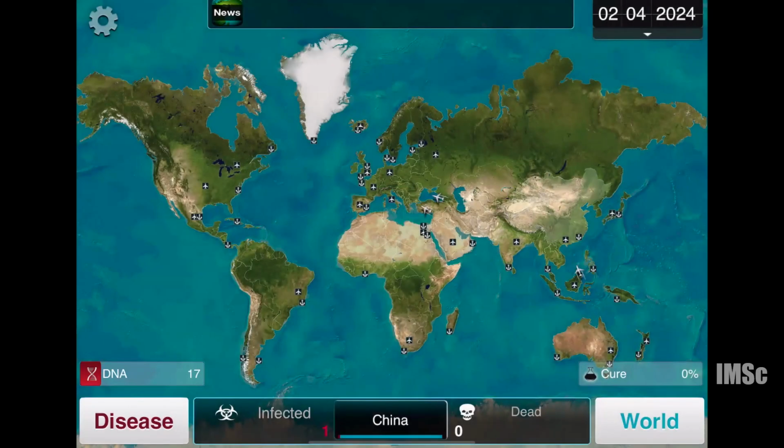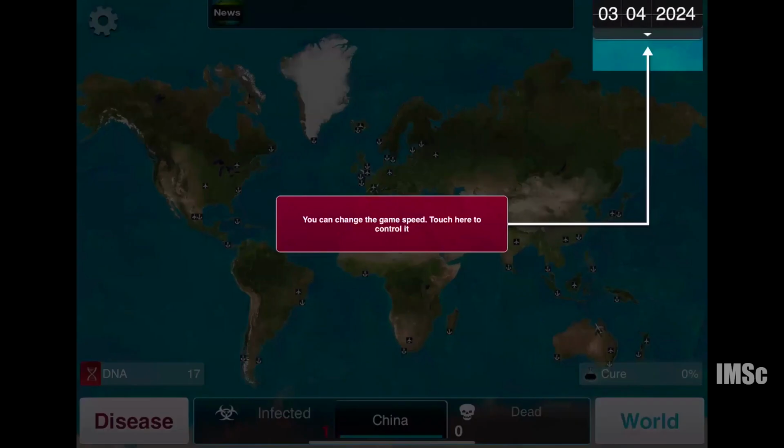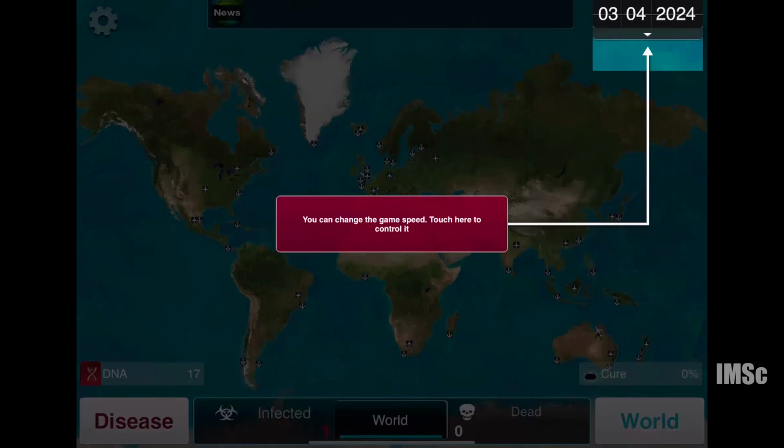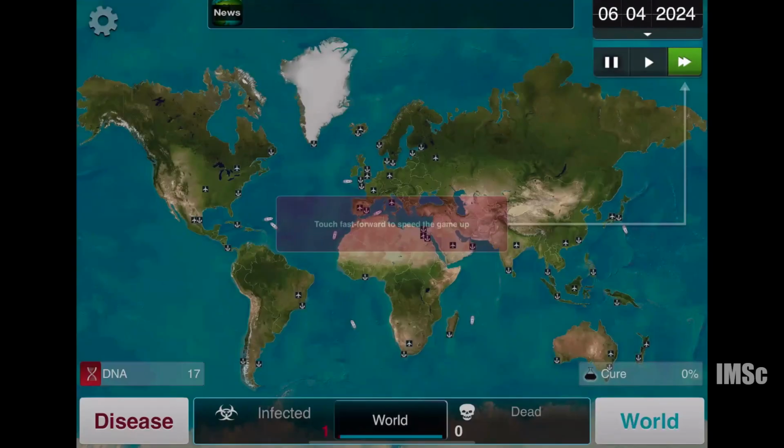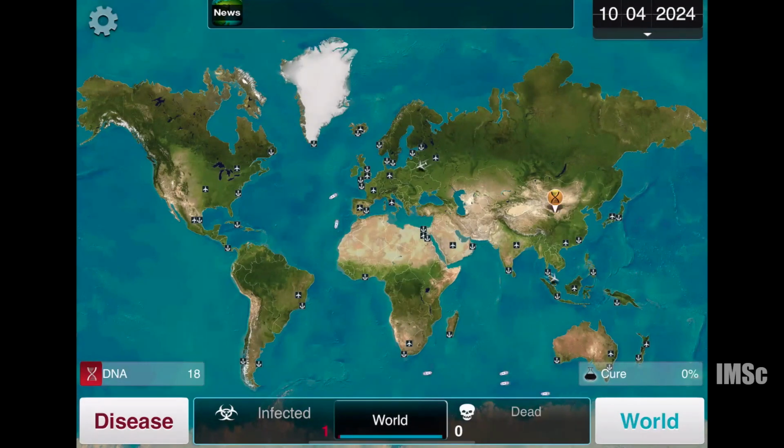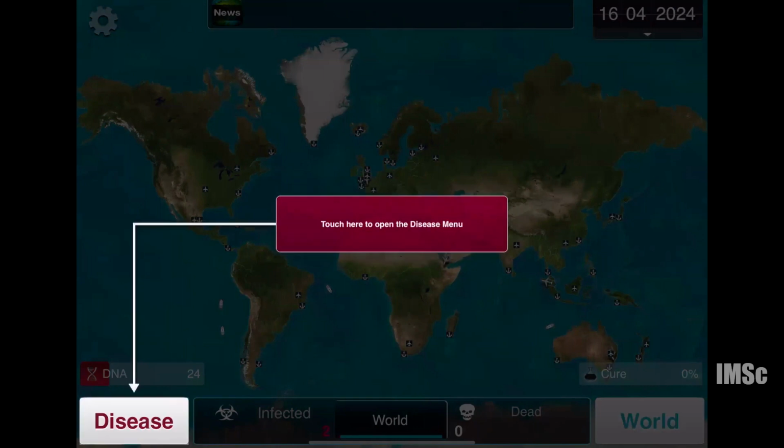Okay, all right. So now you have 17 DNA points, and you can change the game speed to make it run faster, because if you see on top, there's a date there. So we went from 29th March to 3rd April. So yeah, run it in fast forward mode only. You can see all these aeroplanes and ships going everywhere, and we are accumulating DNA points.